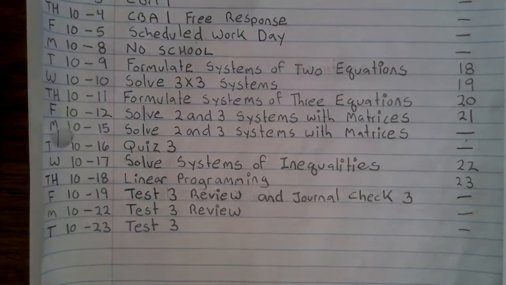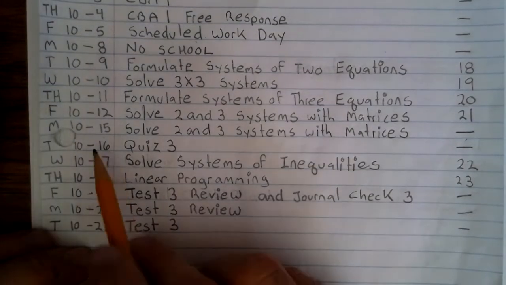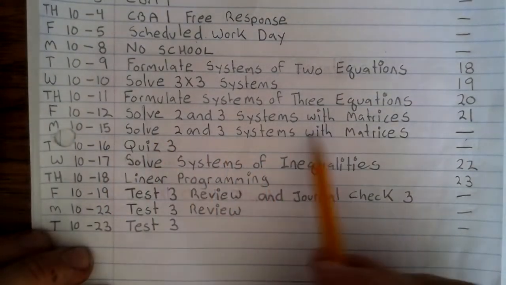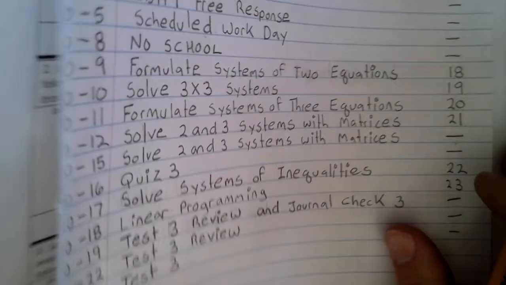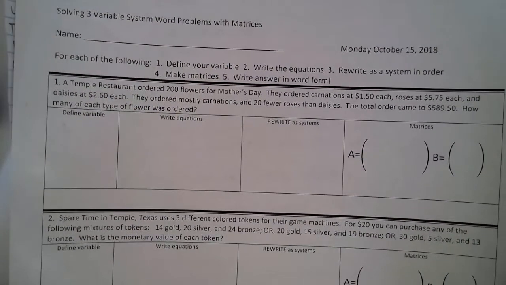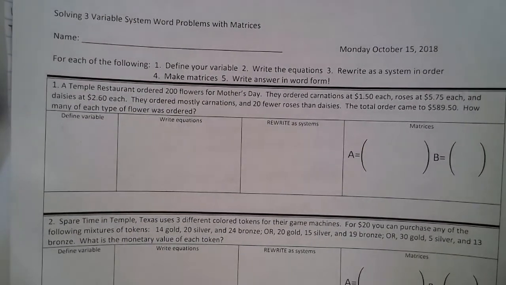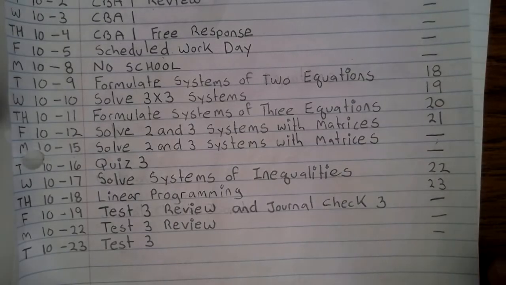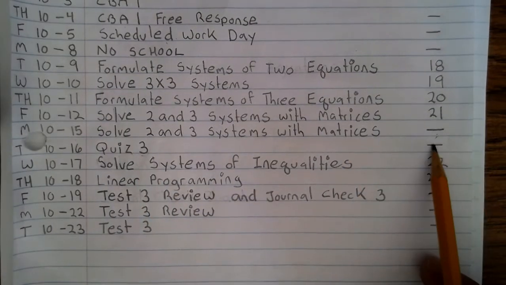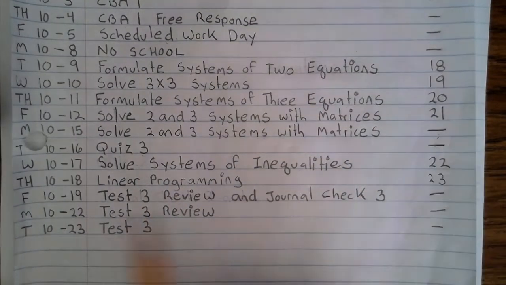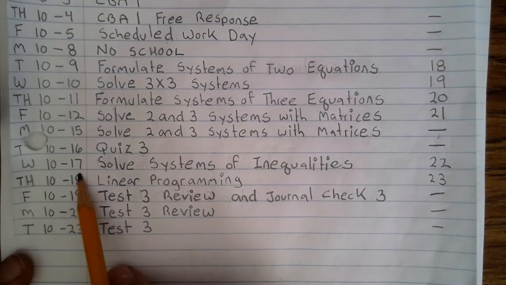Okay, Wildcats. So let's first look at Monday, October 15th. You're going to solve 2 and 3 systems with matrices. Notice there's nothing in your journal because you're going to be working on this assignment on Monday, and it will be due on Tuesday, October 16th. Okay? All right. So the next thing, on Tuesday, October 16th, you'll be working on quiz 3, nothing in the journal, no video.